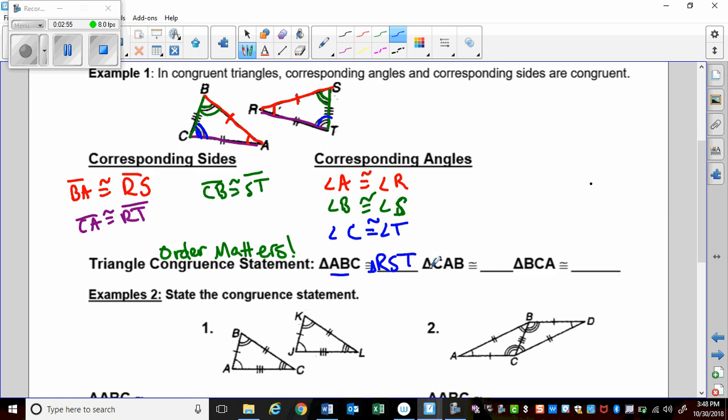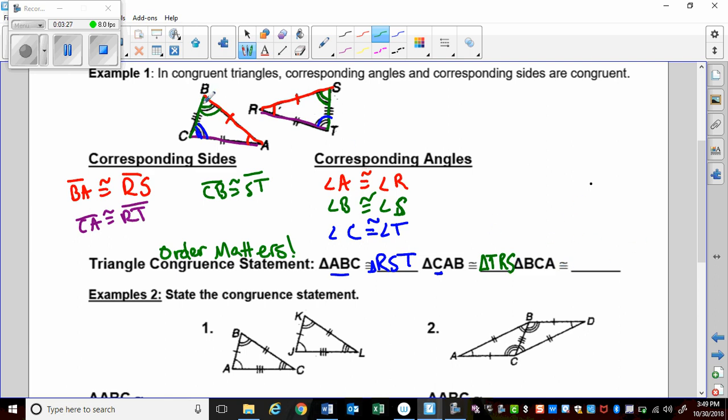And they say, okay, what if I started with C and then A and then B? So they started with the blue and then the red and then the green. Okay, well then if they start with C, which is my blue angle, I have to start with T, which is my blue angle. Draw the triangle symbol, triangle T. And then they told me to go to A, which is red, so I have to go to red, which is R. And then they told me to go to B, which is green, so I have to go to green, which is S.